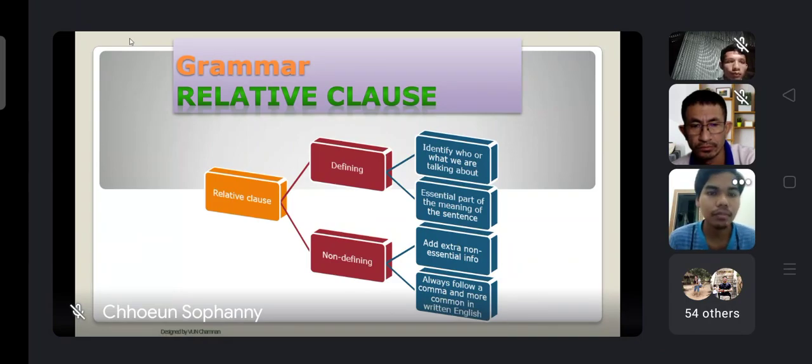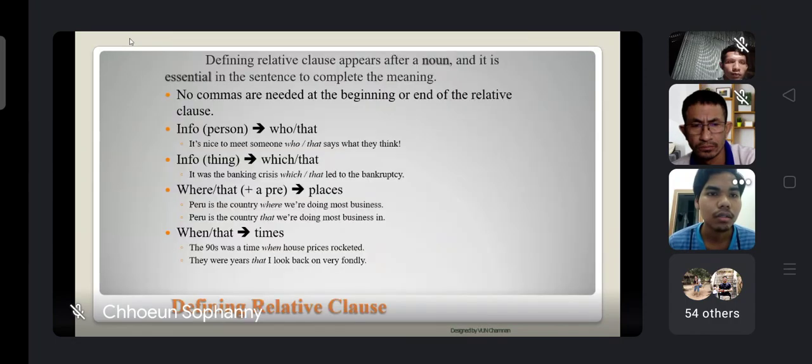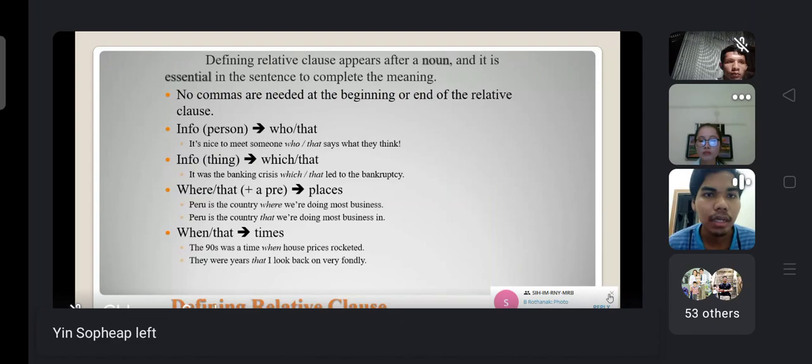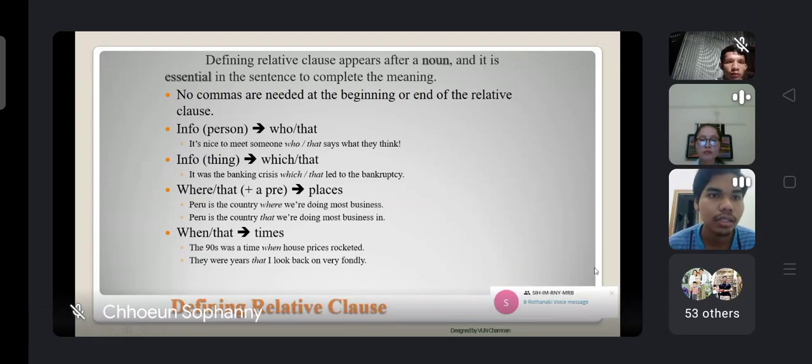Like this. Now we would like to talk about defining relative clauses. A defining relative clause appears after a noun, and it is essential to the meaning of the sentence. So I have bolded the noun, as it is the main part of the definition of the relative clause. And no commas are needed at the beginning or end of the relative clause.